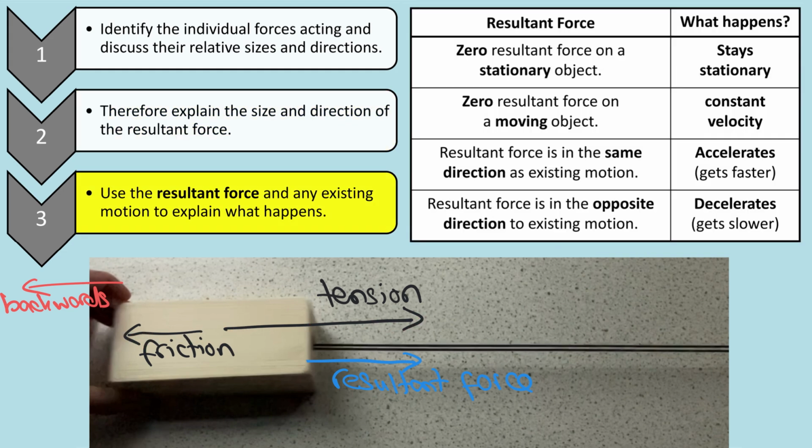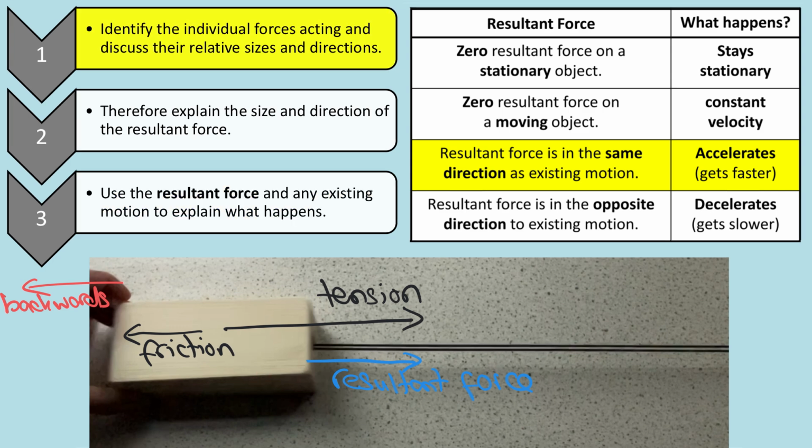Now I need to identify what that resultant force causes to happen based on any existing motion, for which I have my little help table here. Perhaps I should have included a fifth row for the scenario where a stationary object has a resultant force acting on it, but that will cause it to accelerate as well, so that's going to cause it to accelerate in the direction of the resultant force, and so it accelerates forwards.